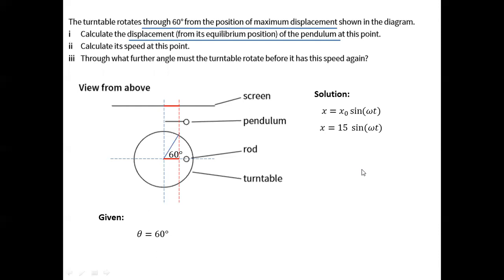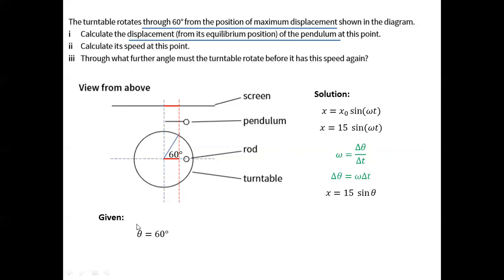Now, omega, or the angular frequency, can be expressed as the angle divided by the time. Take note, this angle should be in radians. Manipulating this equation, we'll have the angle is equal to omega times delta t. Now, if we start with time equal to 0 and initial angle equal to 0 degrees, then this will reduce to theta is equal to omega t. That means you can replace omega t here by theta. We now have x is equal to 15 sine theta.